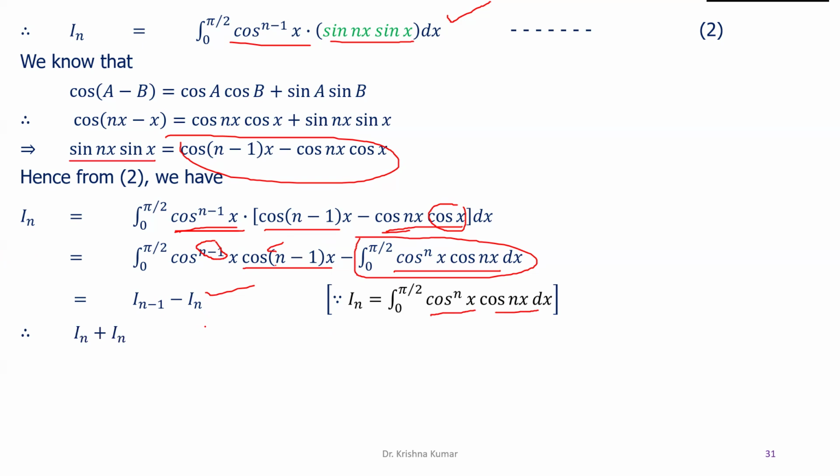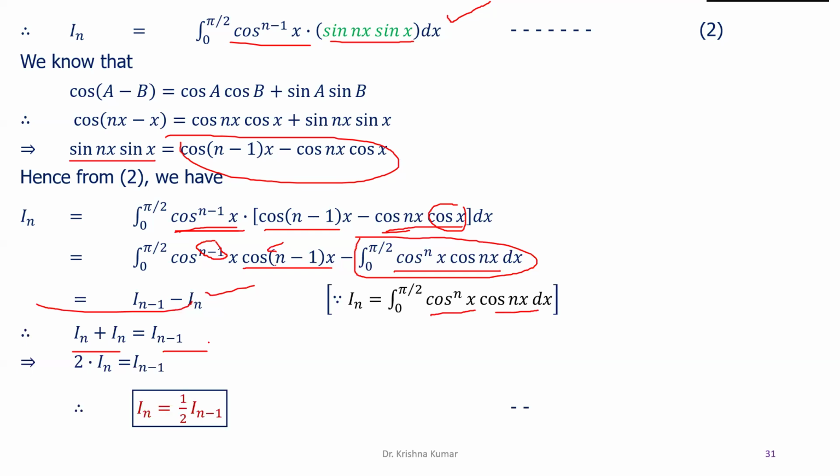Therefore, if we transpose this to the left hand side, it will become In plus In is equal to I(n minus 1). So 2In is equal to I(n minus 1). Hence, In is equal to 1 upon 2 I(n minus 1). So this is our first result.